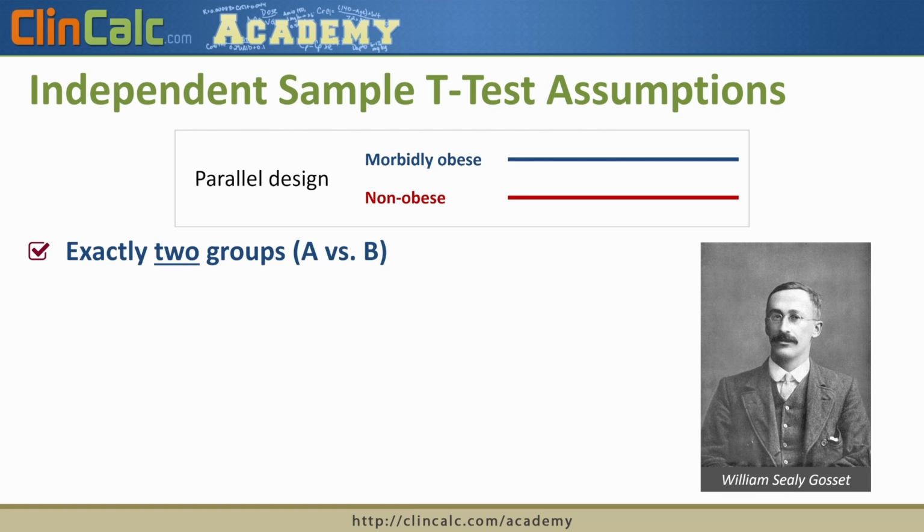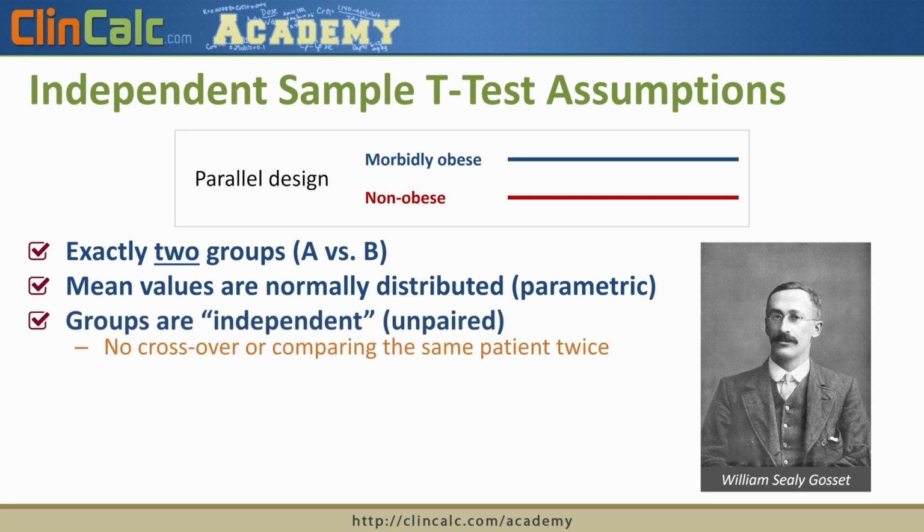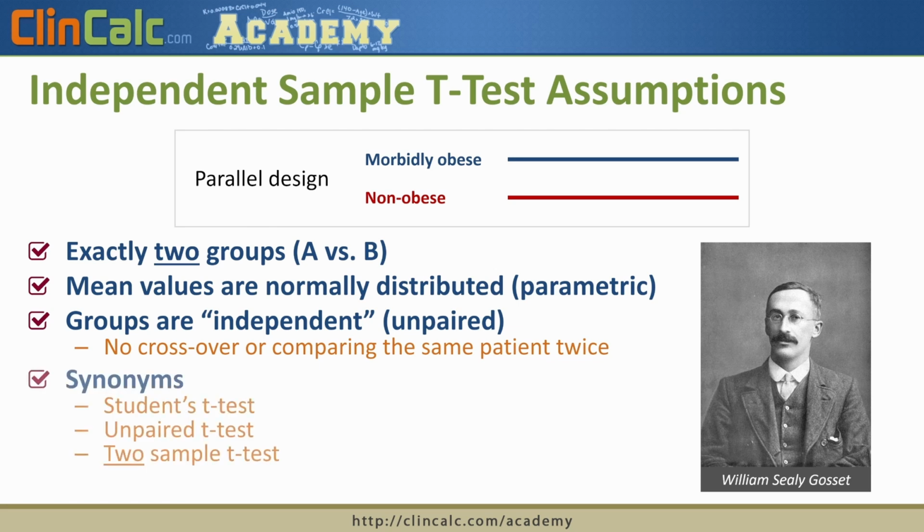We also have to have exactly two groups. So we cannot use an independent sample t-test if we have more than two groups. So it has to be group A versus group B. We also, as we said earlier, the data that we're analyzing, so the AUC, has to be normally distributed or parametric. And again, as the name suggests, this is an independent sample t-test. That means that our two groups have to be independent or unpaired from each other. So no comparing the same patient twice, no crossover.